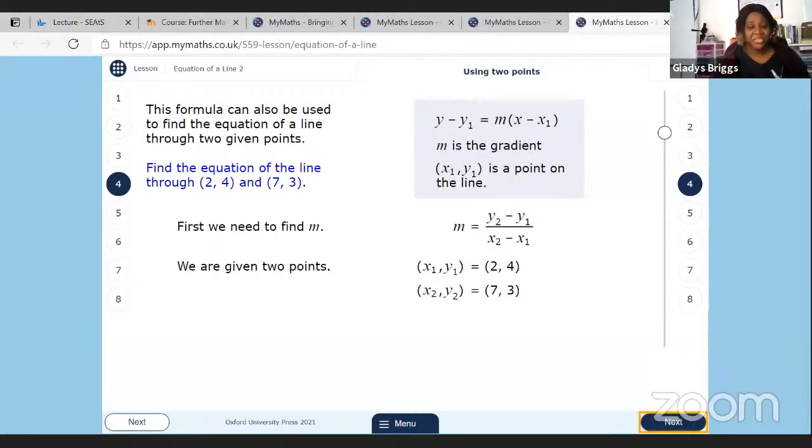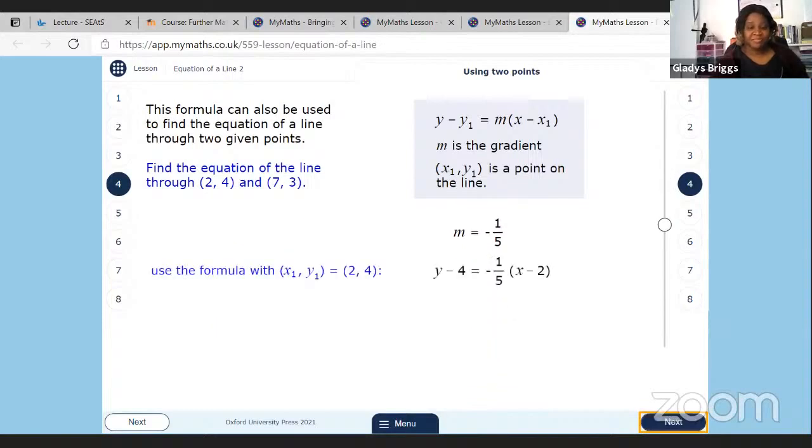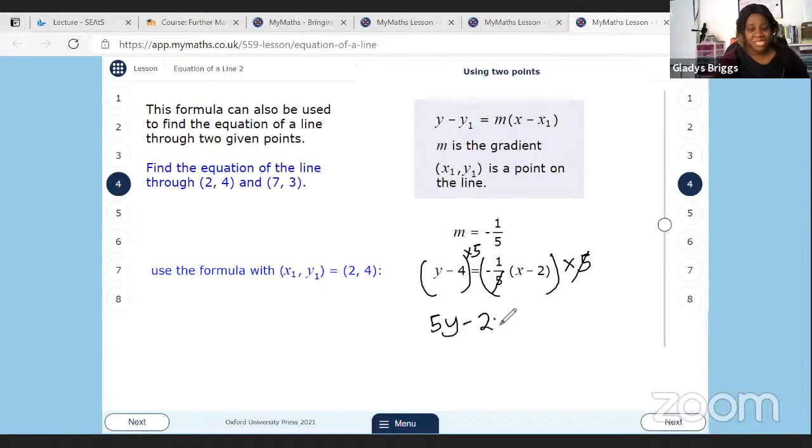Don't worry. You follow this path, don't you? And you follow how they got the gradients. Now this one, they times it by 5. They times both sides: they times this side by 5, and they times this side by 5, so that they can cancel this one. Then they will have 5y minus 20 is equal to x minus 2. Do you understand now?